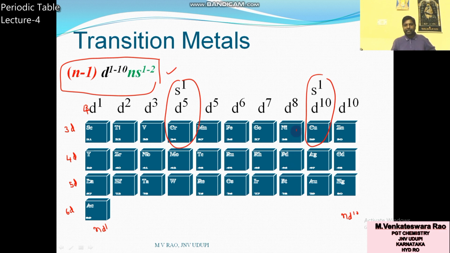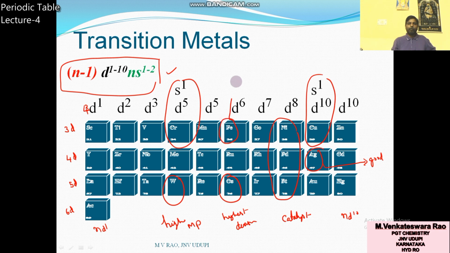You can find nickel, palladium and platinum generally used as catalysts. Highest melting point, tungsten. Highest density, osmium. Best conductor, silver. Among all, the most abundant transition metal in the earth crust is iron.